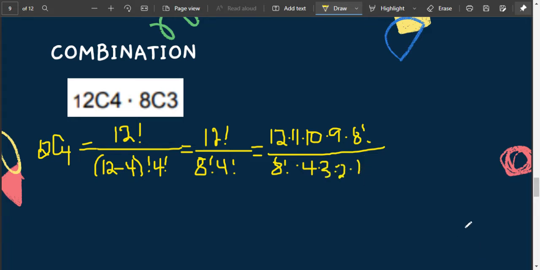Actually, meron to sa calculator class. Ipapasa ko na lang yung separate video kung paano gamitin ang calculator sa combination. So, dito, pwede nang i-cancel tong 8 factorial. Then, you just multiply 12 times 11 times 10 times 9. And that will be equal to 11,880. Is that correct?